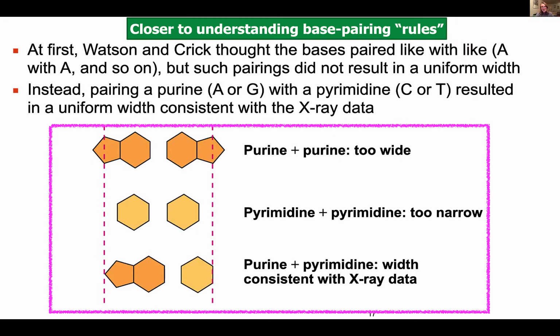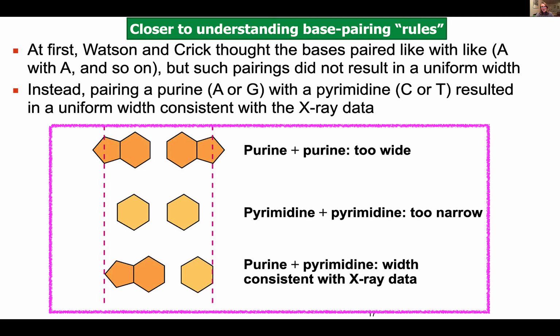They also got closer to understanding how the base pairing rules really work, because at this point we still didn't understand how Chargaff's rules operate in real life. At first, Watson and Crick thought that the bases pair like with like, so adenine with adenine, and so on from there. But these pairings didn't result in a width that would make sense based on the crystallography photo. It was also just clunky. They were too big or too small in certain places.